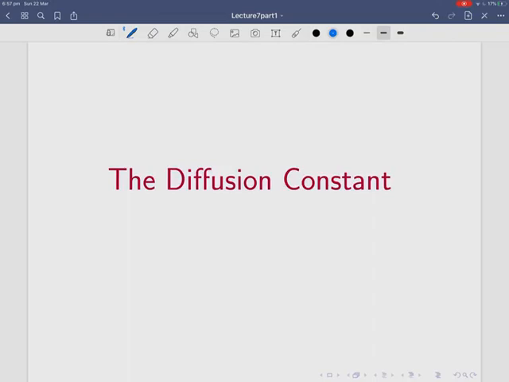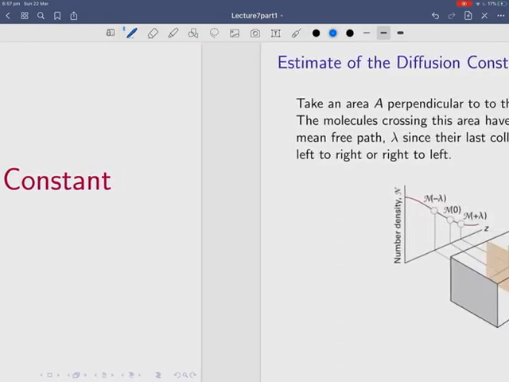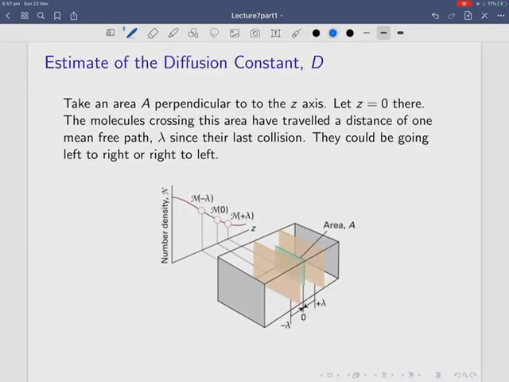Okay. Now, let's try and calculate the diffusion constant. Okay. Now, we're going to do an estimate of this first, and then we're going to correct our estimate. So, the first thing we do is take an area A perpendicular to the z-axis. So here's our z-axis here. Okay.